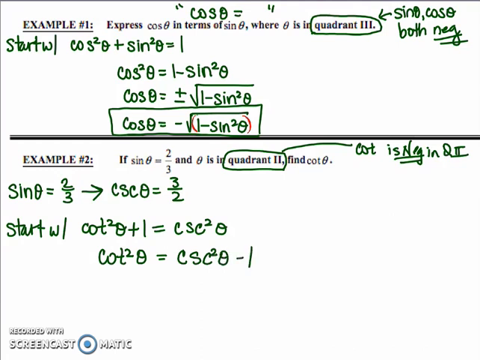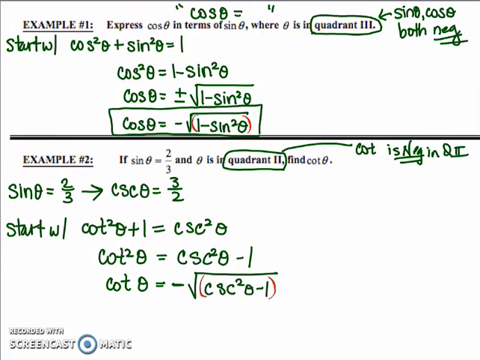Then I'm going to square root both sides, right? So when I do that, I already know that I'm going to be choosing the negative, right? So it's going to be negative square root of cosecant squared theta minus 1. And again, think about the fact that this is like a family here underneath my radical.